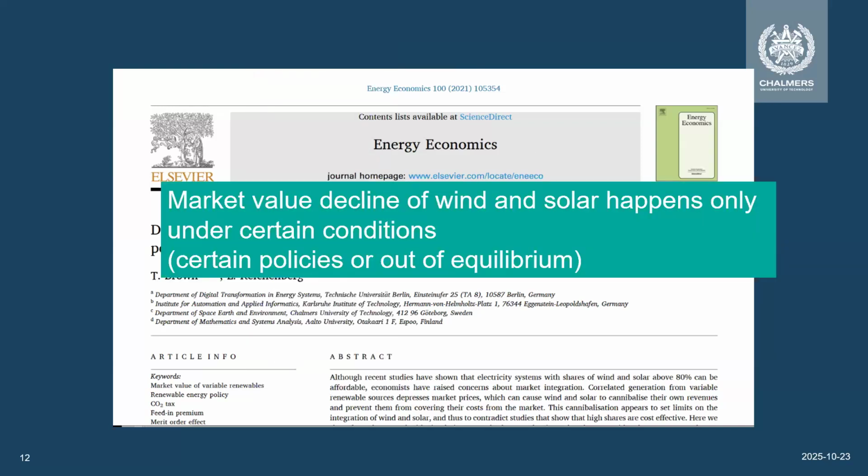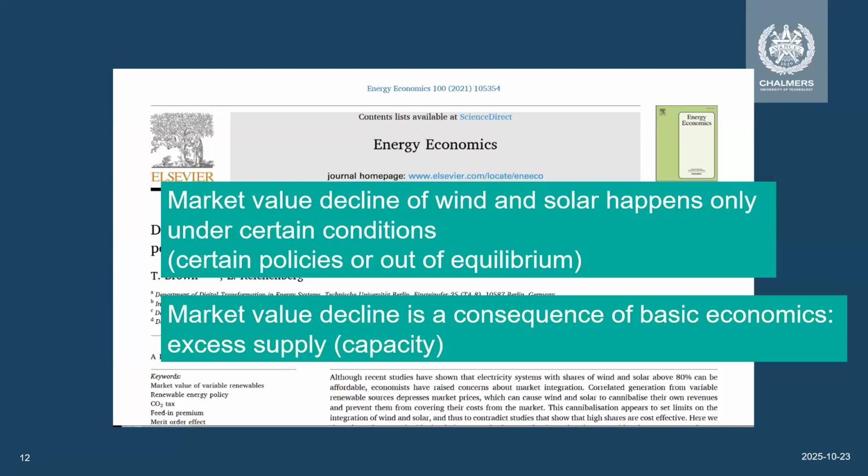It always says policy can fix it, and it never fixes it. In theory, at least, policy can fix it. So we are trying to make two points. That this market value decline does happen, but it happens under certain conditions, either under certain policies or out of equilibrium. And that it's really just a consequence of the basic supply and demand effect, that the cannibalization happens because of excess supply of a certain technology.